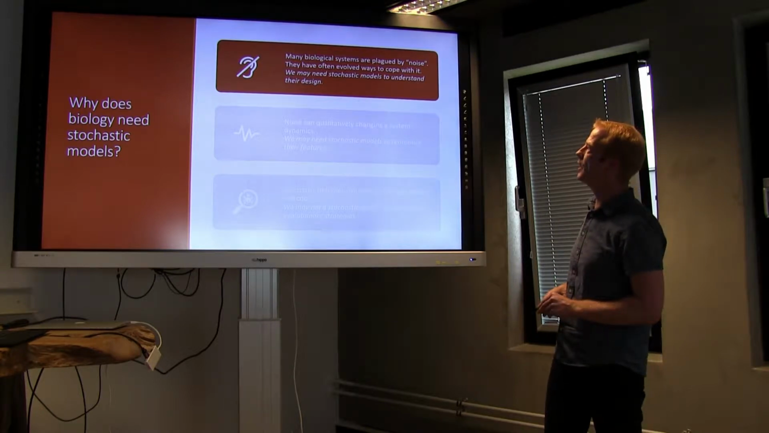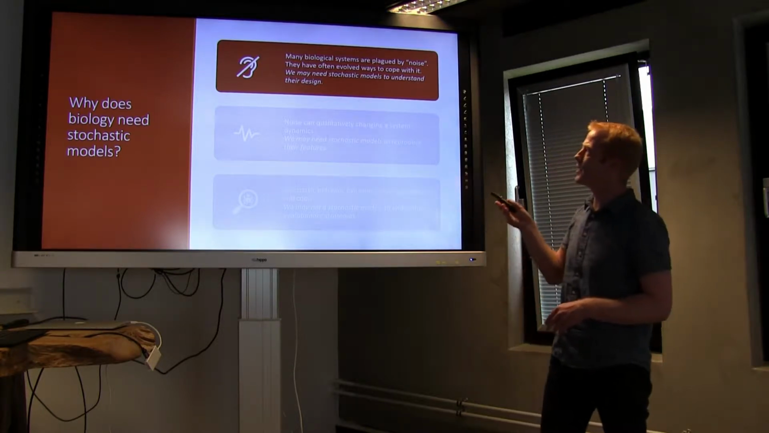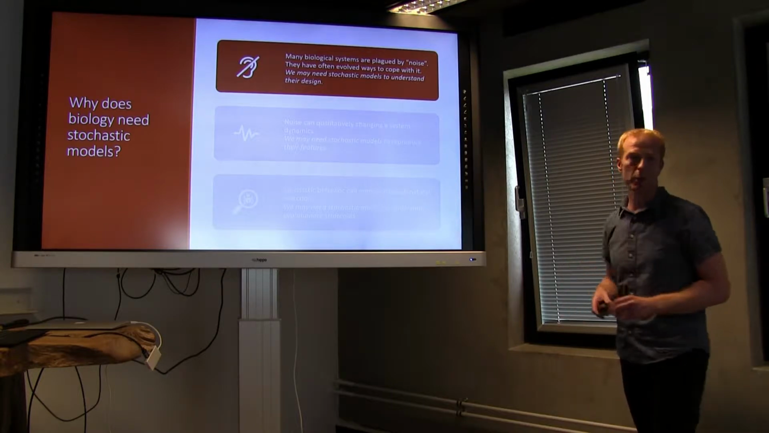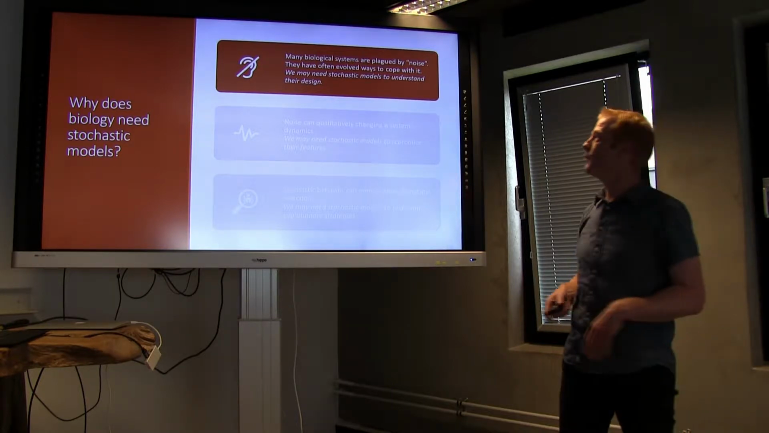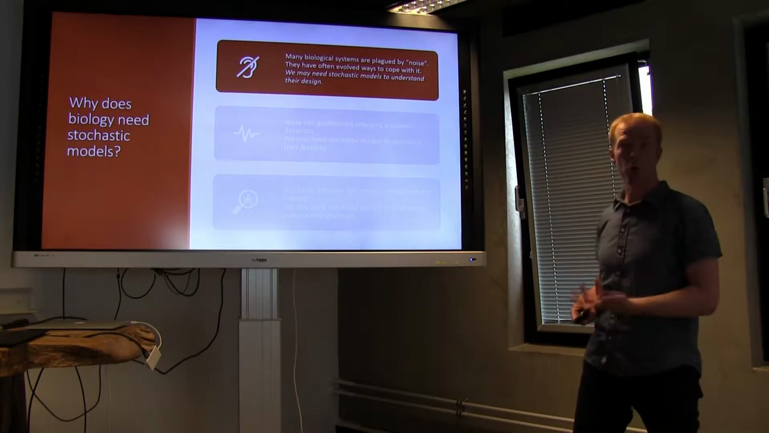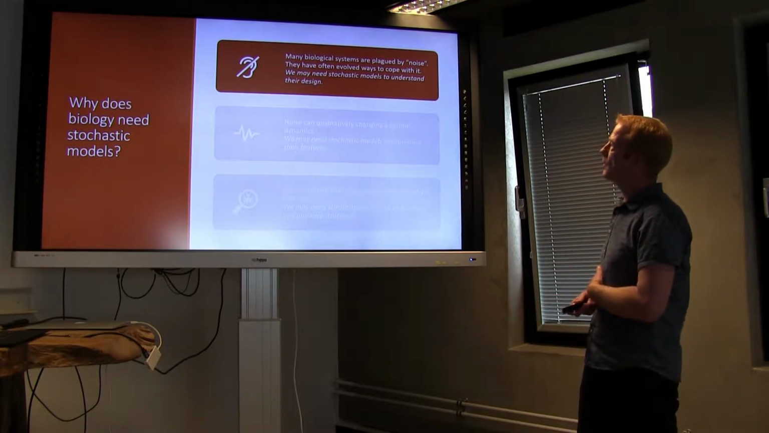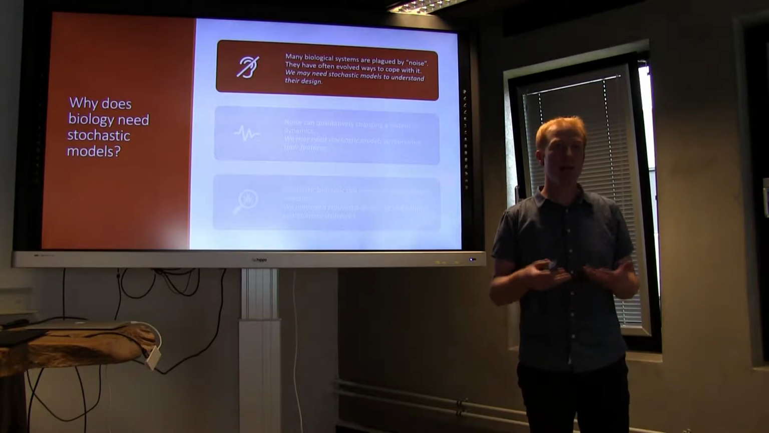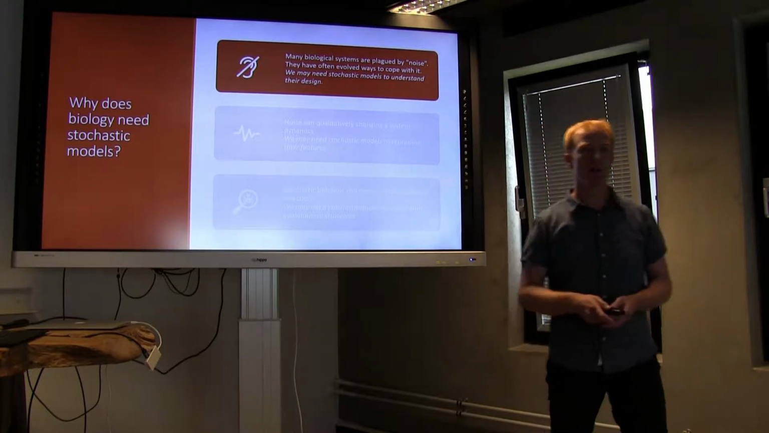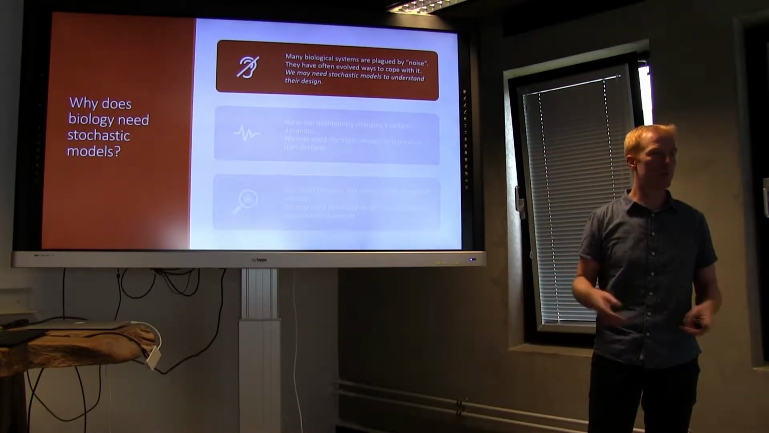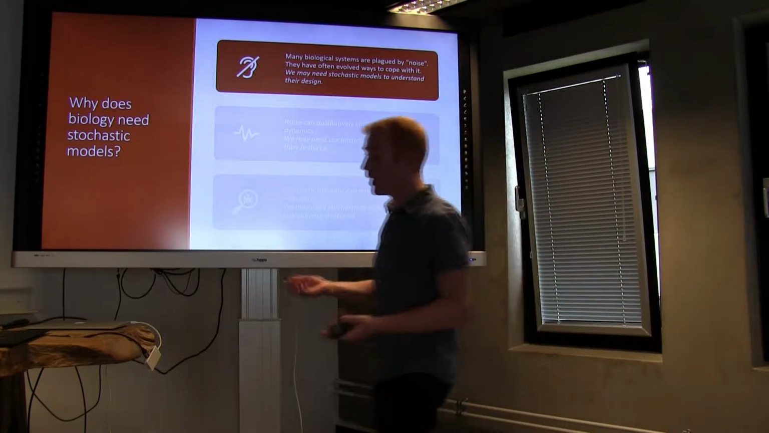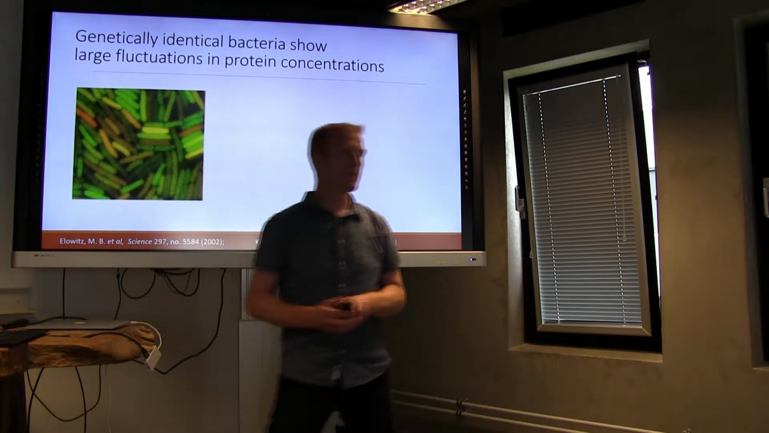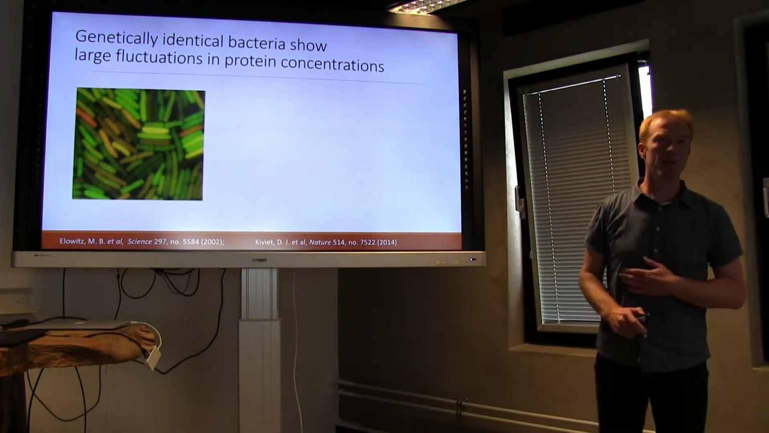So the first reason, I know the text is a little small, it says many biological systems are plagued by noise. And they've often evolved to cope with this noise, and therefore we may need stochastic models to actually understand why they are designed the way they are designed, because they've actually evolved to cope with a noisy environment and with their own noisy behavior. And I'd like to give you an example by first looking at bacteria.